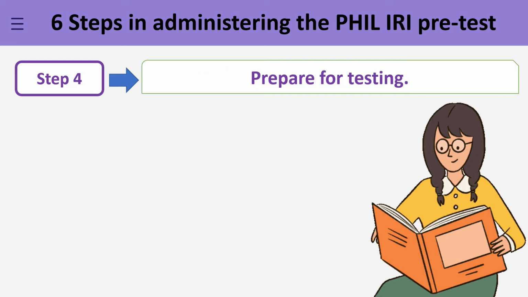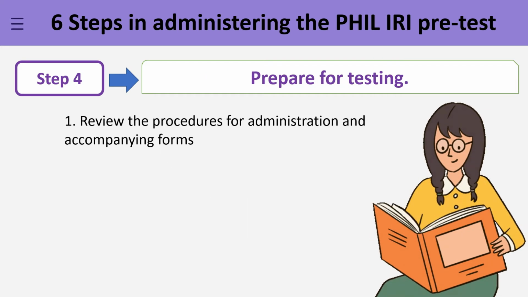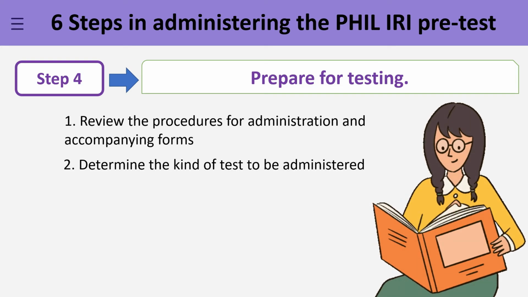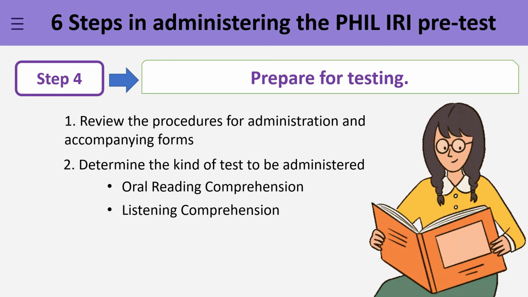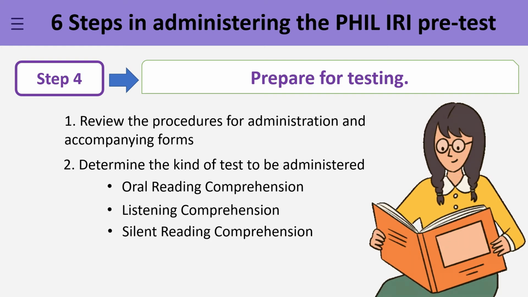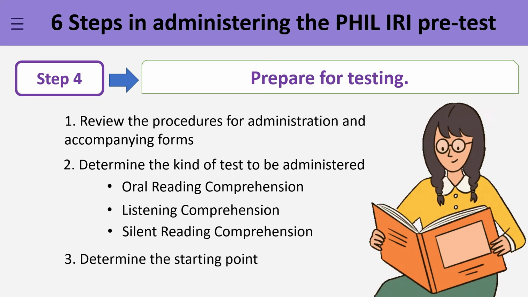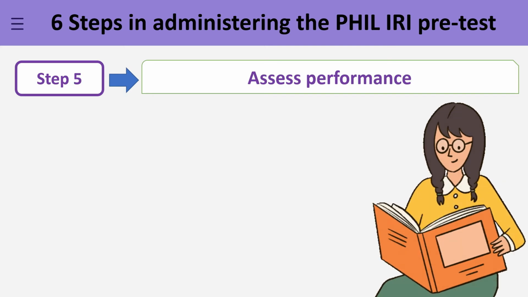Step 4. Prepare for testing. Review the procedures for administration and accompanying form. Determine the kind of test to be administered: oral reading comprehension, listening comprehension, and silent reading comprehension. Determine the starting point.